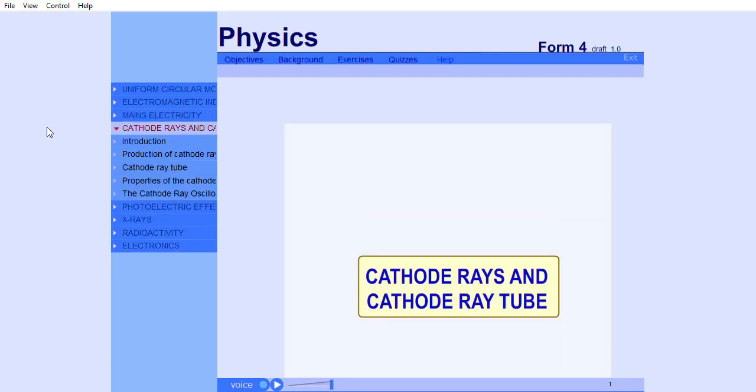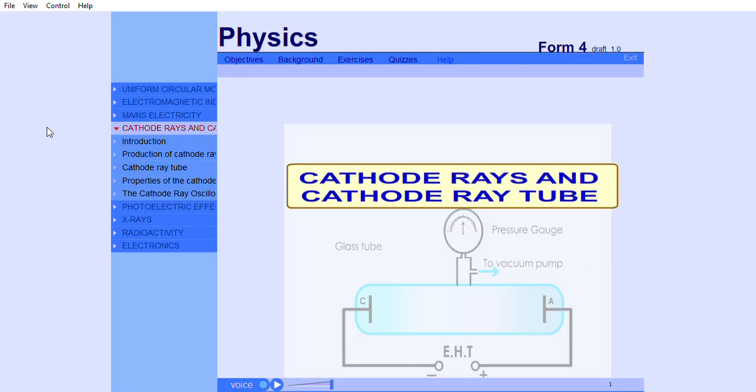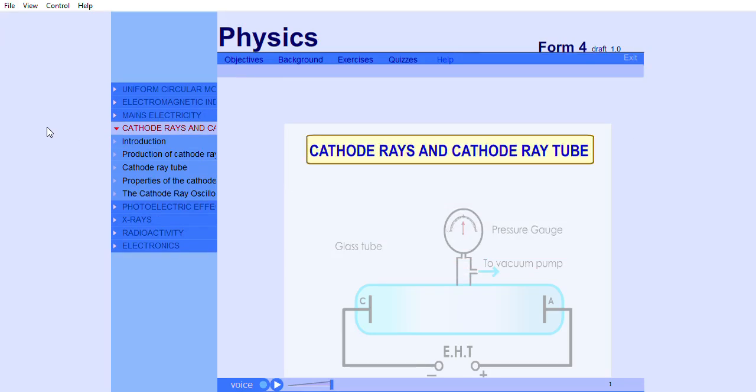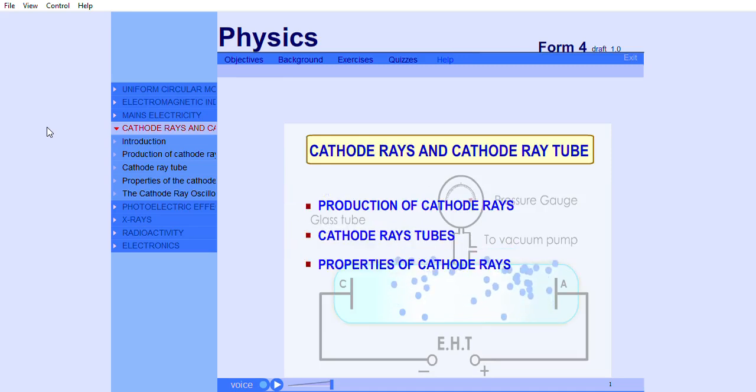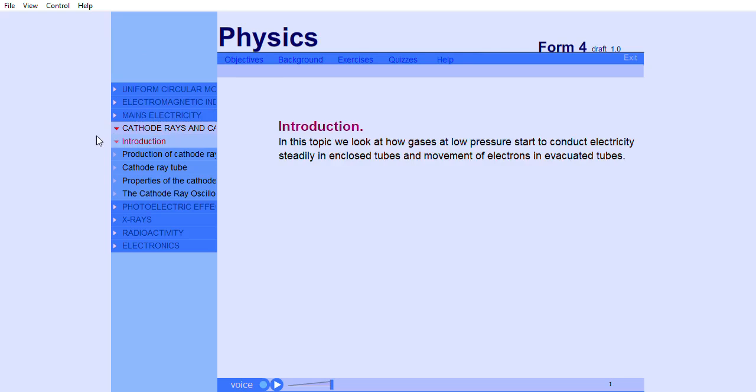In this topic, we will discuss the following subtopics: production of cathode rays, cathode ray tube, properties of cathode rays, CRO and TV tubes, and uses of CRO. Introduction. In this topic, we will look at how gases at low pressure start to conduct electricity steadily in enclosed tubes and movement of electrons in evacuated tubes.